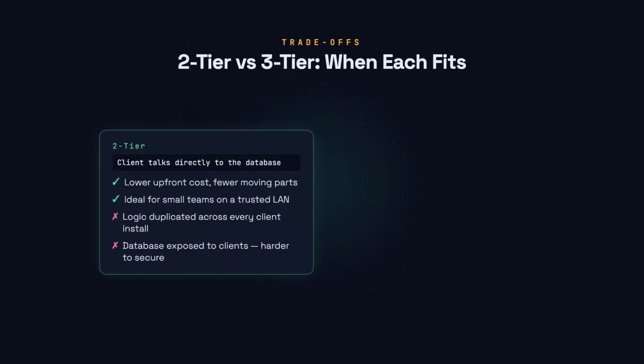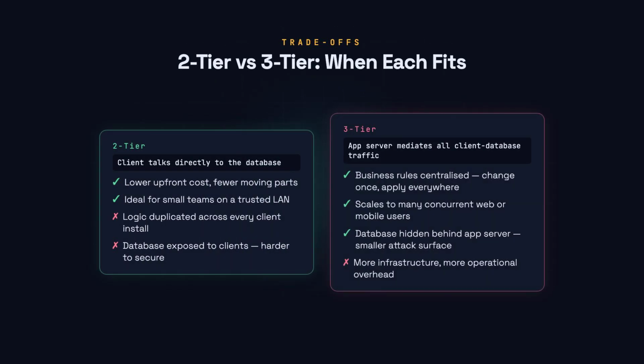Two-tier wins on simplicity. There is less to deploy and less to manage, which is genuinely valuable for a small internal tool used by a known set of people on a private network. But it breaks down when logic needs to be consistent across many clients, or when the database must be shielded from direct access. Three-tier solves both problems at the cost of a real infrastructure layer you have to run, monitor, and secure.